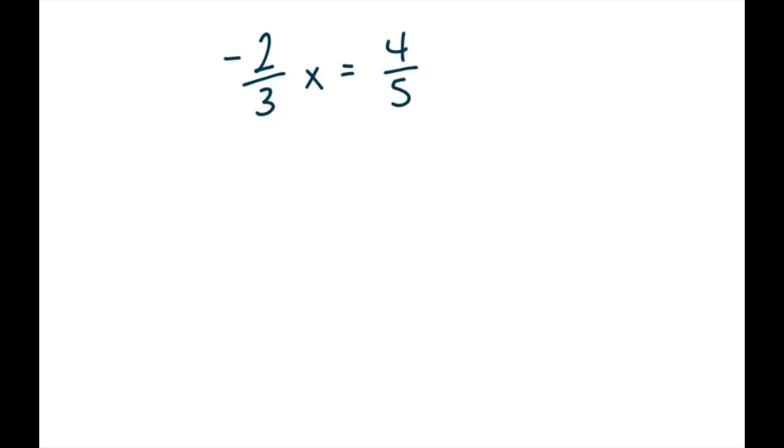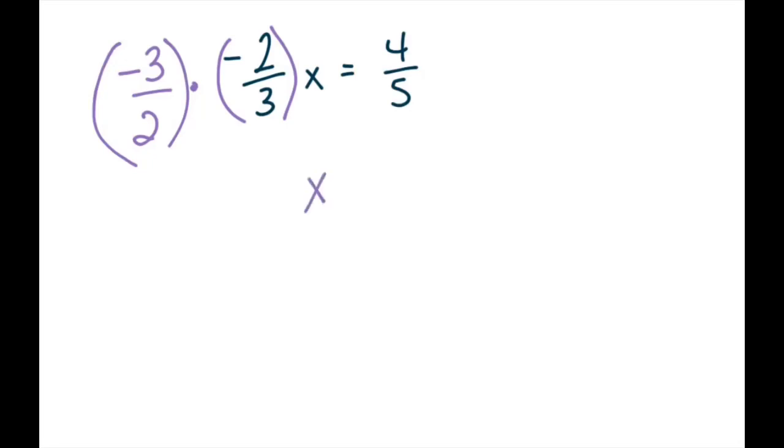So we have negative 2/3 right here, and we're going to multiply times negative 3/2. That's the reciprocal. Notice negative times a negative, so we can have a positive x. We're going to do the same thing on this side, but this time we have a positive times a negative, which is a negative.